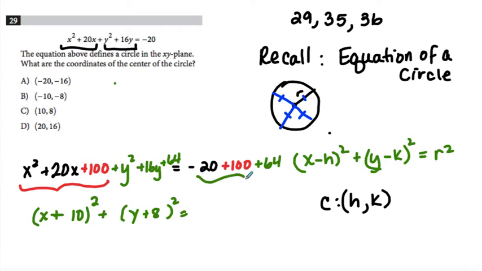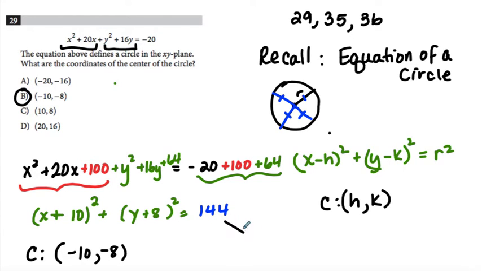All right, now we're going to add this all up. I don't need this for this question, but I want to review it. So 164 minus 20 gives me 144. All right, so now I've got the equation of a circle in standard form. So my h is negative 10. My k is negative 8. Notice it's changing the sign because the formula is x minus h. So that tells me that my center is (negative 10, negative 8), and there's my answer, B.